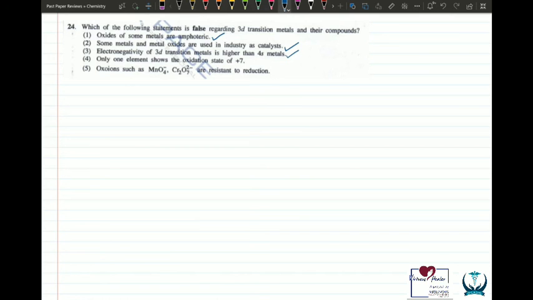Number 4, only one element shows the oxidation state of +7. This is true. This element is manganese. Number 5, oxyanions such as MnO4- and Cr2O7 2- are resistant to reduction. This is false. As these are good oxidizing agents, they easily undergo reduction. Therefore, the answer is 5.